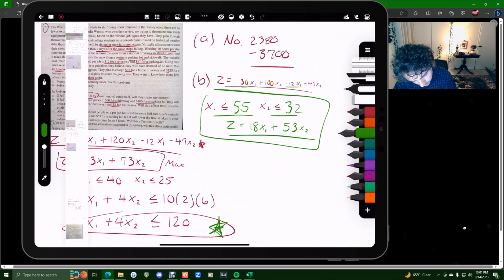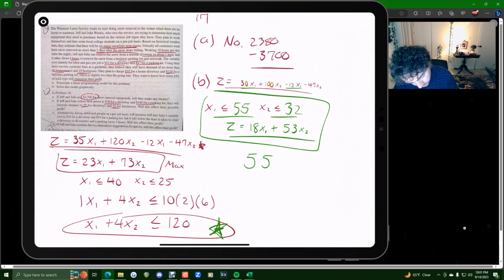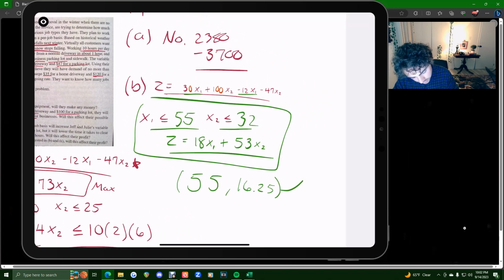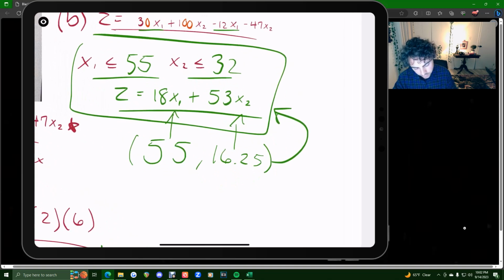So let's go up here. Talking 55 and 16.25. What do they say? Will this affect their possible profit? So let's plug this in here. For x1 and for x2, I'm just going to use Siri for this. So watch this. We're going to plug in 55 for x1, 16.25 for x2. 18 times 55 plus 53 times 16.25.